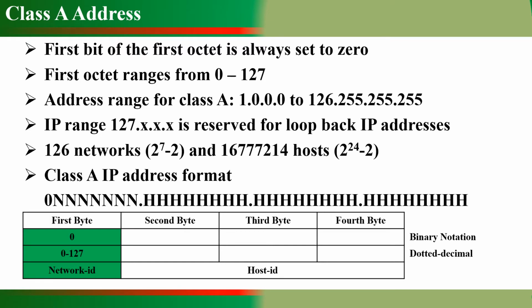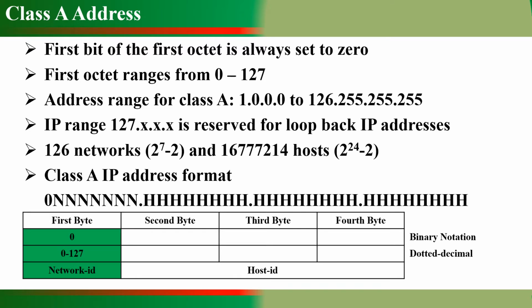First bit of first octet is always set to 0. First octet in decimal ranges from 0 to 127. Address range for Class A is 1.0.0.0 to 126.255.255.255. IP address range 127.255.255.255 is reserved for loopback IP addresses.